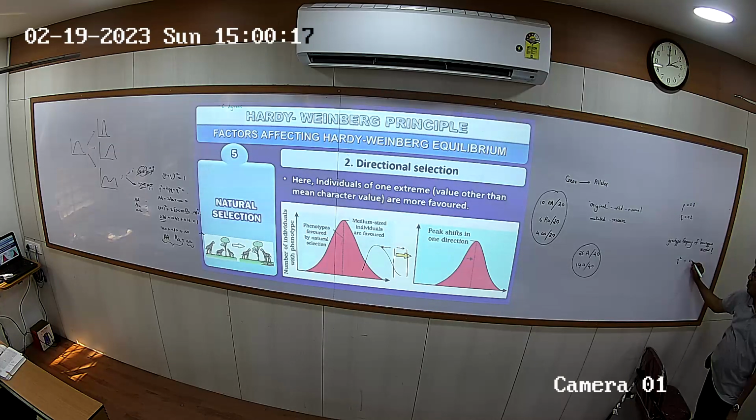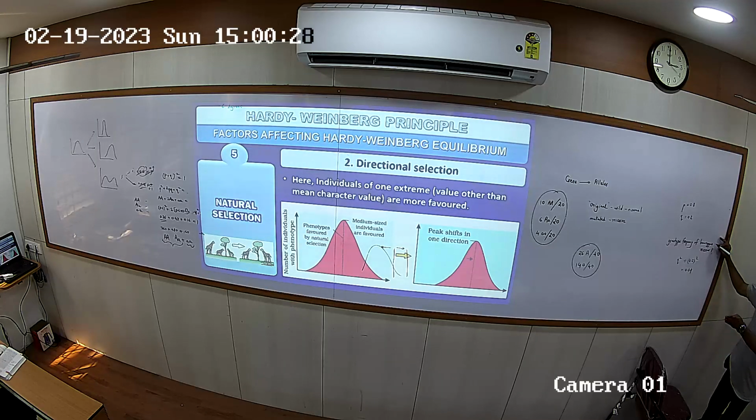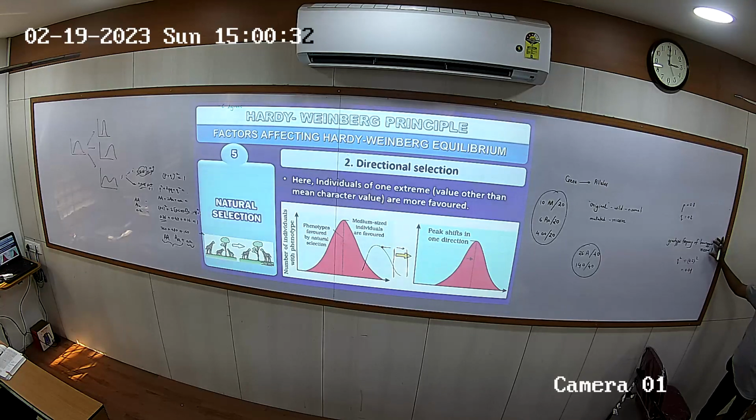So the answer is 0.04. This is where you can directly find out the frequency of homozygous recessive. We can also find out the frequency of heterozygous. How much will that be?